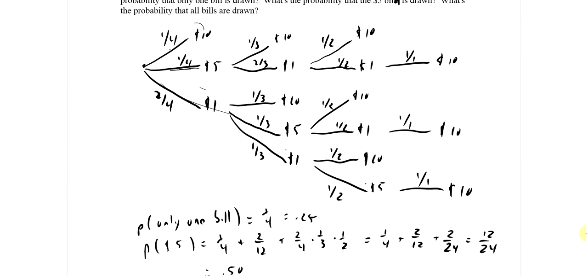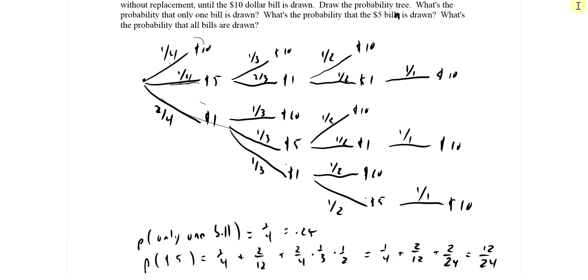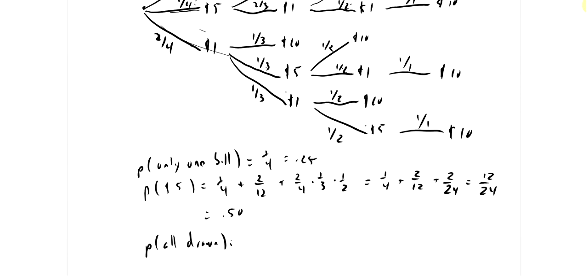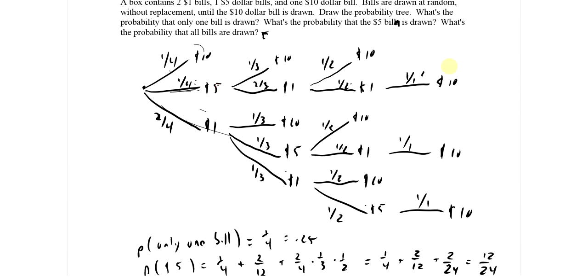What's the probability that all the bills are drawn? Well, you could draw these 4: 1/4, 2/3, 1/2, 1/1, or 2/4, 1/3, 1/2, 1/1. It's the same set of probabilities, right? 1/4, 2/3, 1/2 times 1, so that'll be 24 on the bottom, 2 on the top. Right. And so that's the probability of drawing 5, 1, 1, 10.